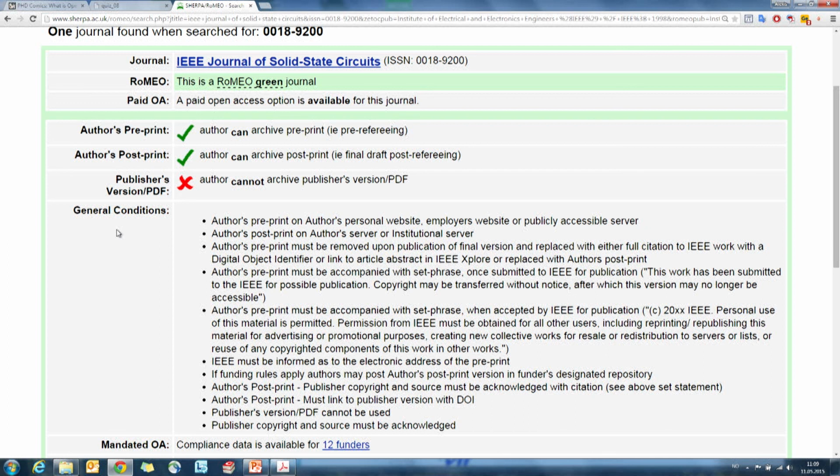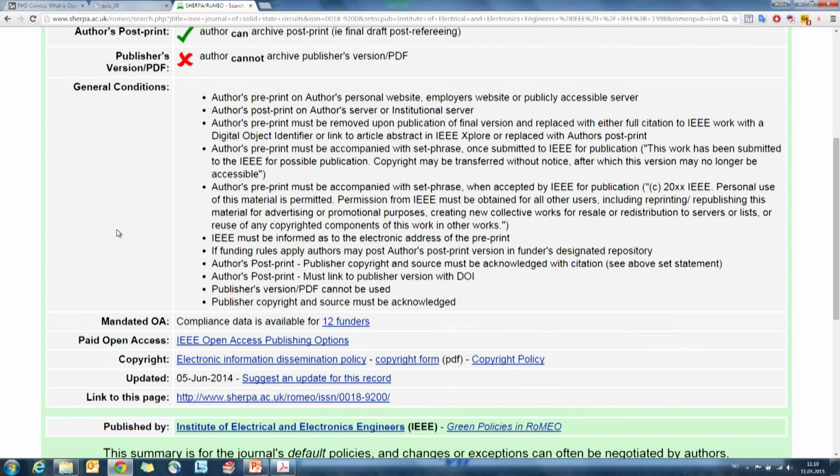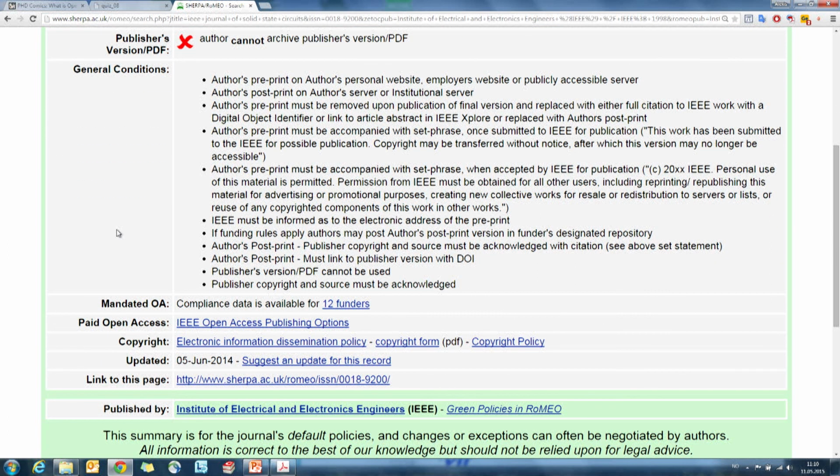If you scroll further down, you will also find if it has mandated open access. Compliance data is available for 12 funders, and then paid open access. It takes you to the information on whether it has a gold route to open access and how much money you're going to pay for APCs. Copyright, and that's all.